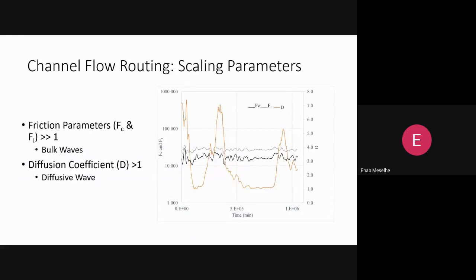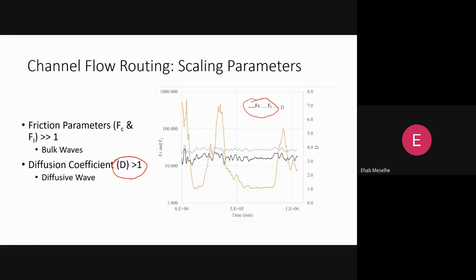We do have internal flags or triggers within the code that identify the appropriate method to apply. If we look at the two terms, FC and FI, and they are typically much larger than one, which both are in this example, that alerts us that we can use either the kinematic or the diffusive wave. Then we look at the other parameter, D, which is another flag. If it is larger than one, it indicates that the diffusive wave is the appropriate choice. As we can see from the diagram, both FC and FI were much larger than one, and D was larger than one, so the flags tell us that the diffusive wave is appropriate.